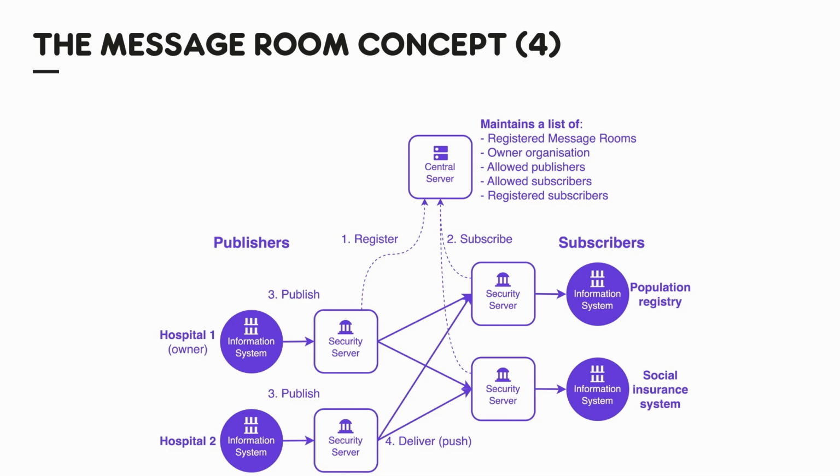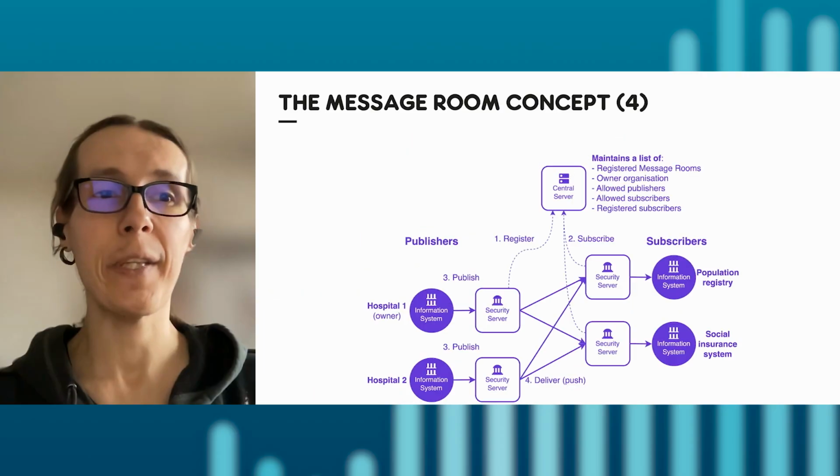Hospital 1 creates a new message room by registering it to the central server. As I mentioned before, it's the member registry or the phone book of the ecosystem. It maintains a list of registered message rooms, owner organizations, allowed publishers, allowed subscribers, and registered subscribers. This information is distributed to all the security servers through the global configuration. In this way, all the security servers are aware of all the message rooms and their properties.